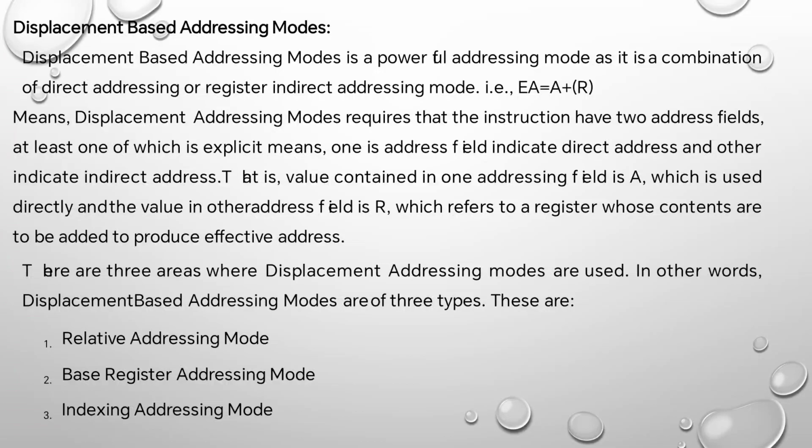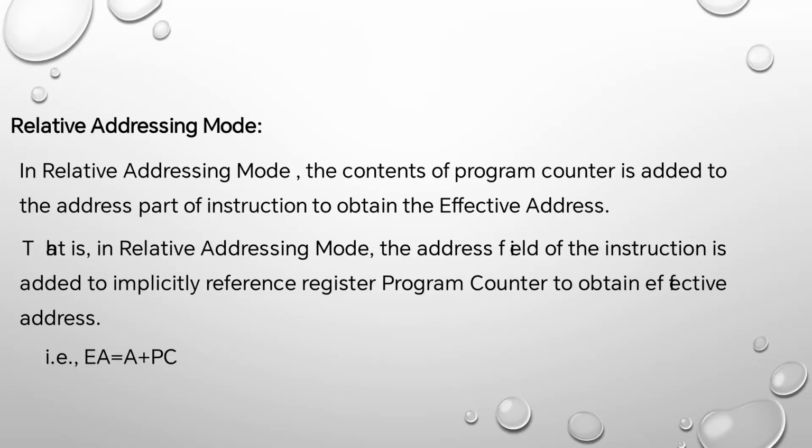That is, the value contained in one address field is A, which is used directly, and the value in the other address field is R, which refers to a register whose content is to be added to A to produce the effective address. There are three areas where displacement addressing modes are used: relative addressing mode, base register addressing mode, and index addressing mode. Relative addressing mode. In relative addressing mode, the contents of the program counter are added to the address part of the instruction to obtain the effective address.